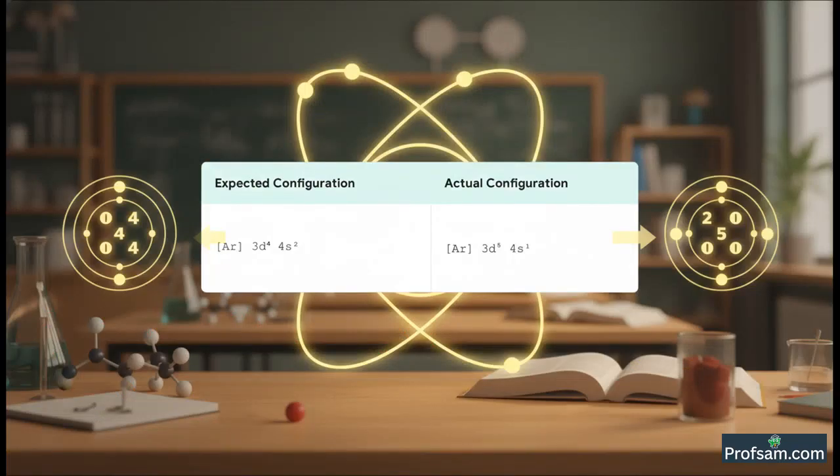Let's take our first case, chromium. Now, according to the Aufbau principle that we study, we would expect the configuration to be argon core, followed by 3d4 and 4s2. But what we actually observe in nature is something a little different. It's 3d5, 4s1. So the big question is, why on earth does one electron make a jump from the 4s orbital all the way to the 3d orbital?